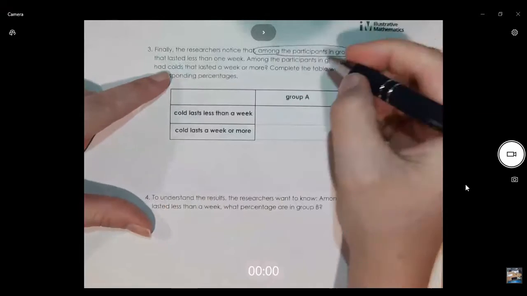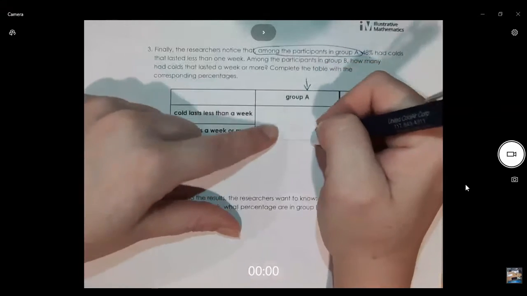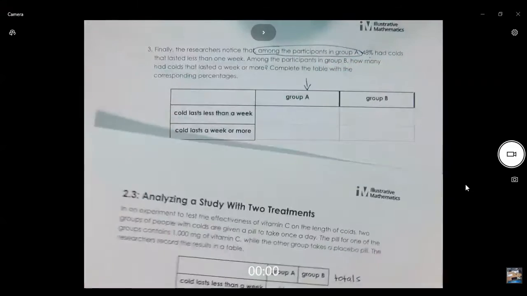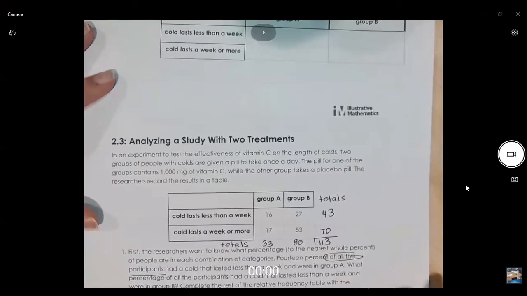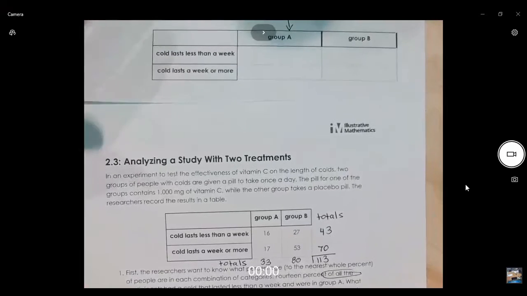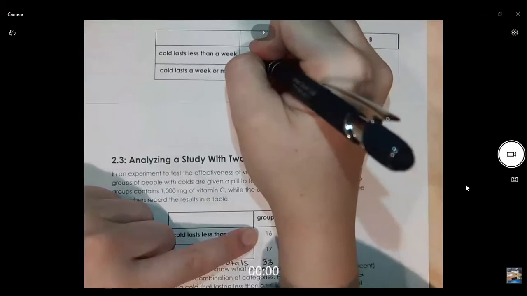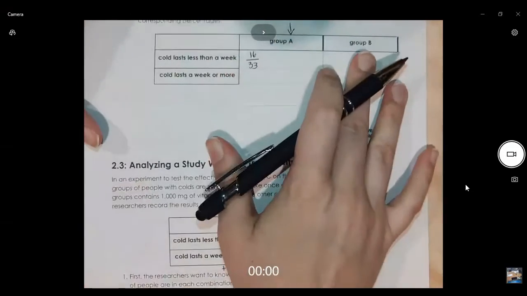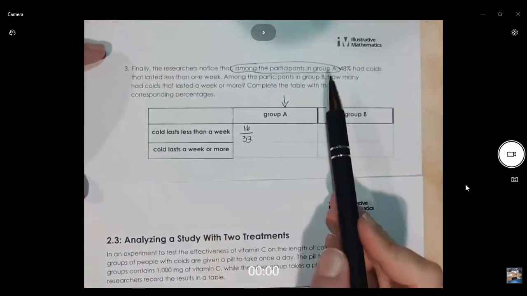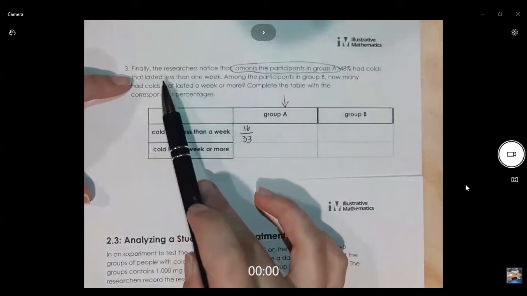So I know this time I'm looking at my total from group A, and if we go back to our original, our total from group A was 33 people. So out of 33 people, 16 of those people. So I'm going to say 16 out of 33 is what they're referencing. So it says that 48% of those had a cold that lasted less than a week.